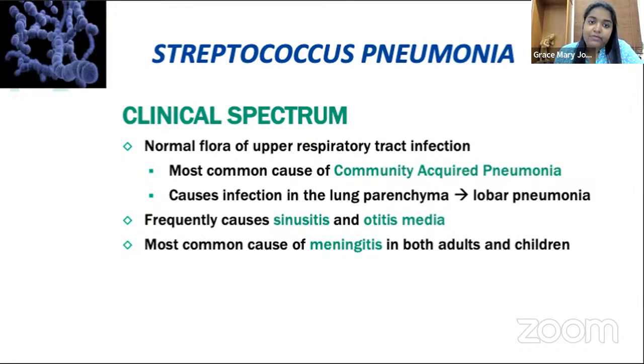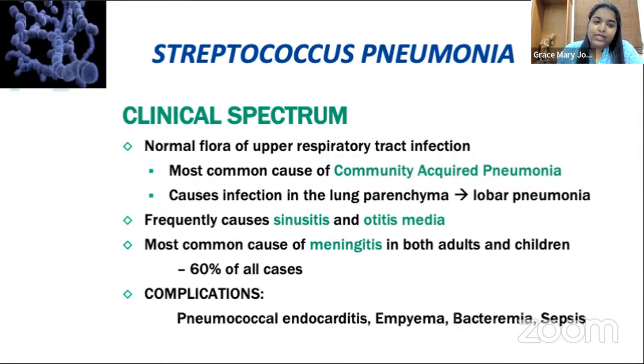So whenever a patient comes with any of these infections, Streptococcus should always be on your list of the most prevalent organisms that can cause the infection. Now, 60% of the meningitis cases are attributed to Streptococcus pneumoniae or the pneumococci. And the complications include endocarditis, empyema, bacteremia, and sepsis.